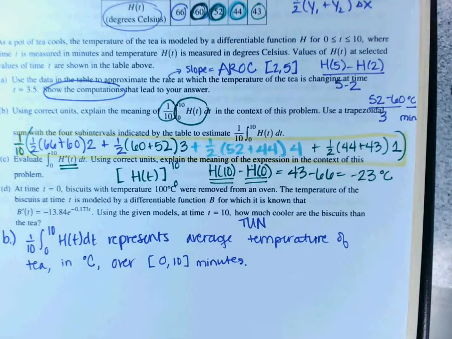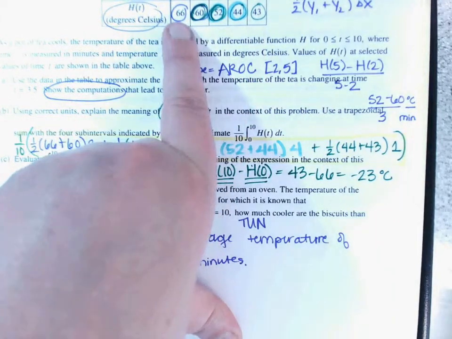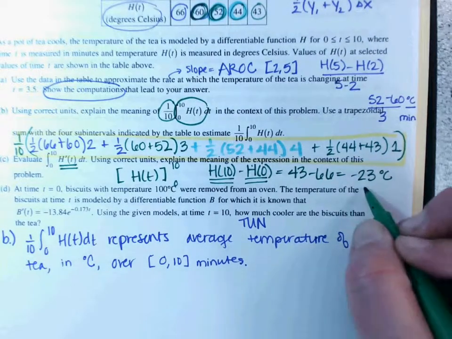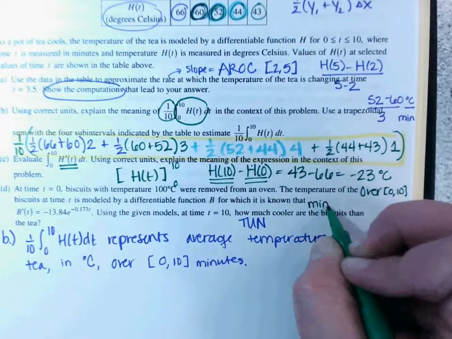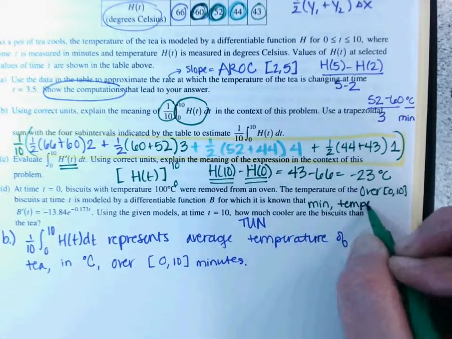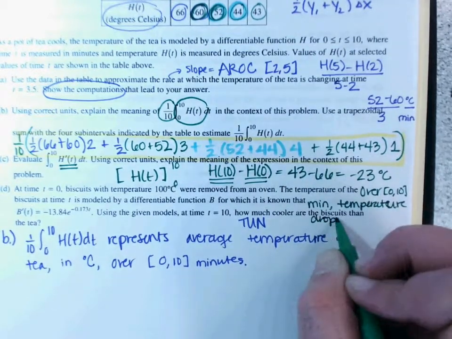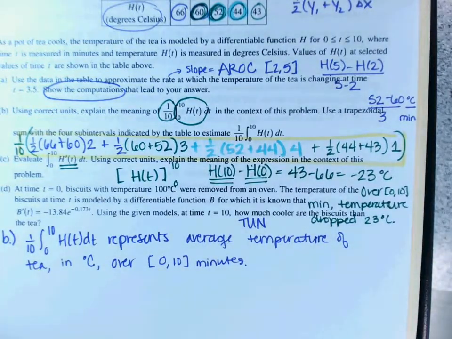Now it says explain the meaning. What is the meaning if I take the temperature at the end and I minus the temperature at the beginning? What is that telling you? How much the temperature went down over that time period, right? So that means over 0 to 10 minutes, the temperature dropped 23 degrees Celsius.